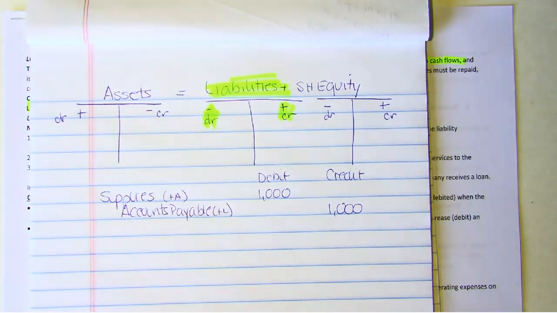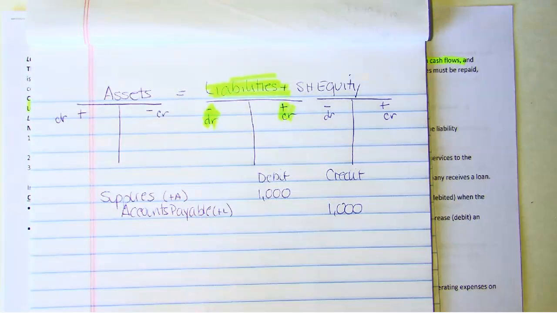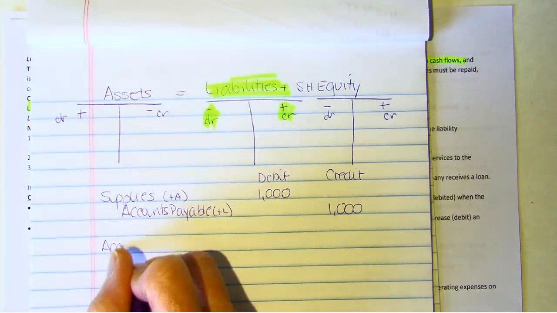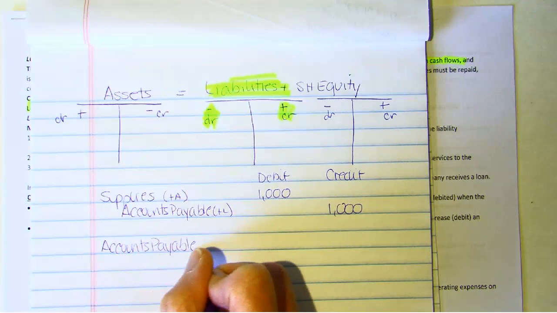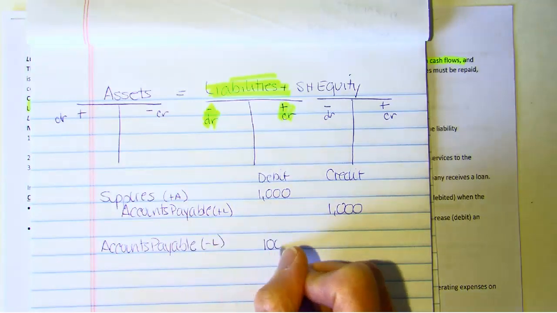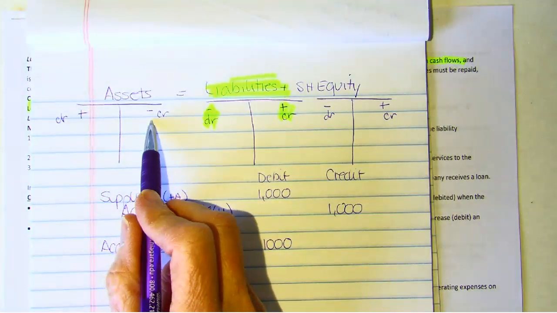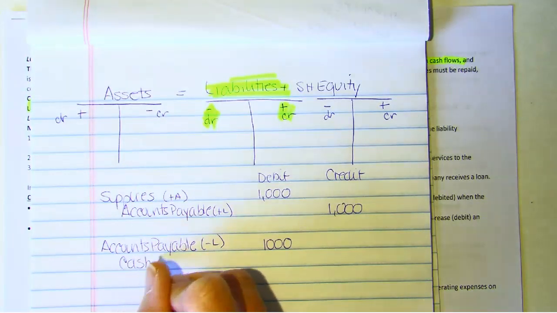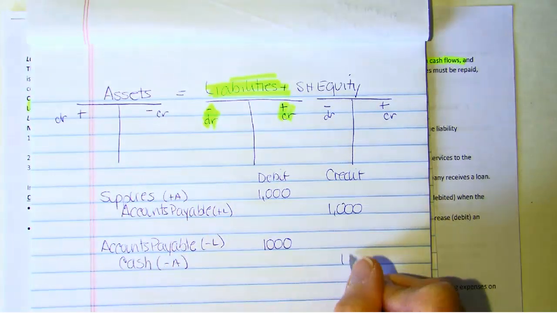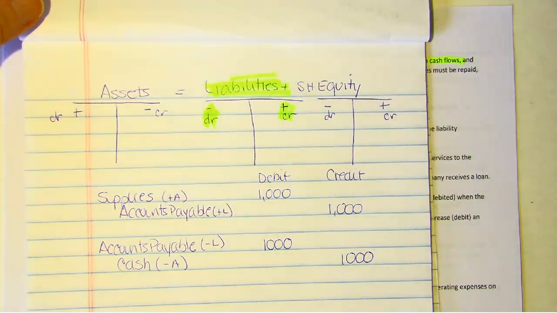When it came time to pay for those supplies, we would do the opposite. We'd want to decrease the liability, accounts payable, so we would debit accounts payable. And since we're paying for it, we will credit cash, and cash is an asset, so we'll decrease assets by crediting. So that's just a brief review of how to handle liabilities from a debit and credit standpoint.